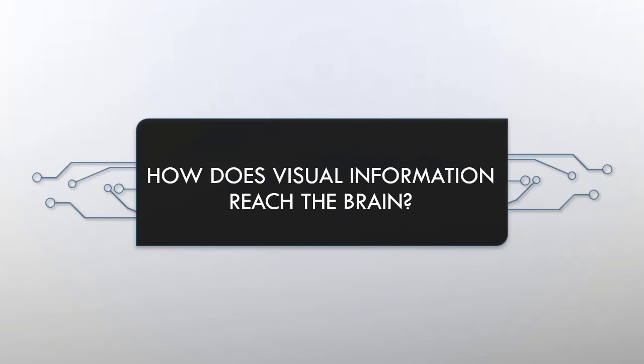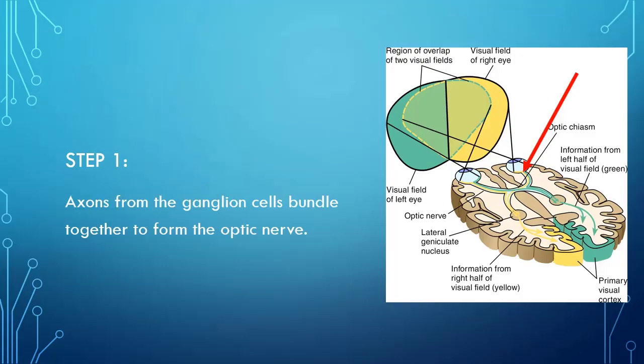Okay, so now that we've gotten through this complicated concept, let's go back and simplify for a minute. Just talk about how visual information reaches the brain. The first step in information getting to the brain is that the axons from all of these ganglion cells across the entire retina come together to form the optic nerve. And the optic nerve is then going to be the place where information starts to head back towards the brain.